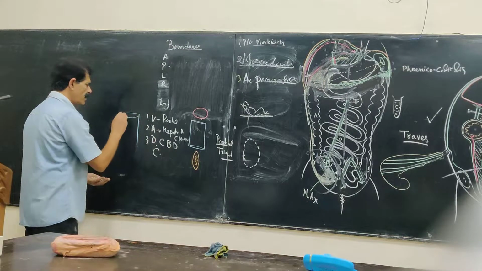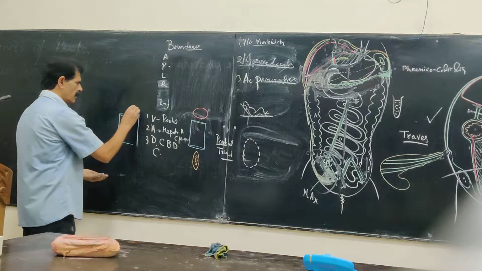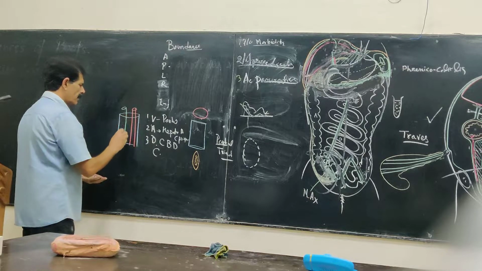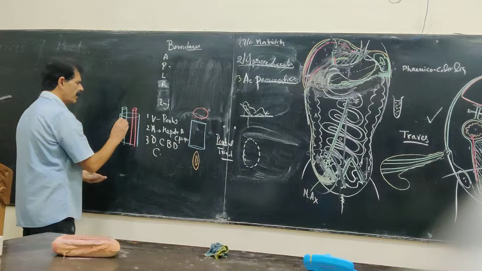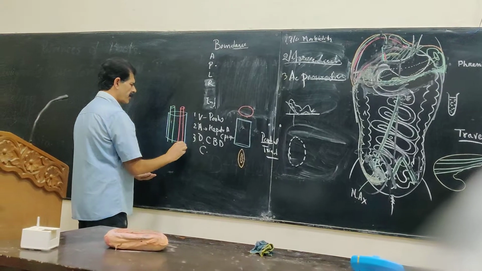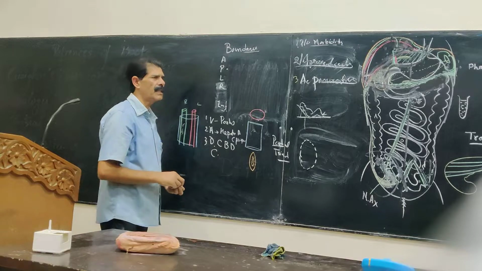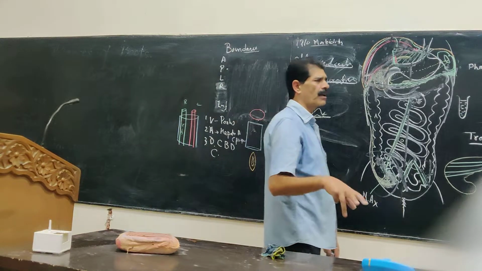Portal vein is behind the hepatic artery on the left side, and the common bile duct on the right side, and hepatic artery on the left. So that is the position of the three structures together. They are called the portal triad.